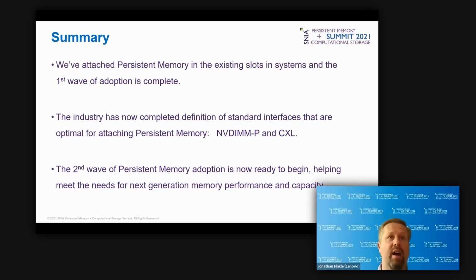So just a summary: we've attached persistent memory in the existing slots and systems, and really that first wave of adoption is complete, and the industry understands the value there in existing slots. But now the industry has had time and has completed the definition of the standard interfaces that are optimal for attaching persistent memory. We have NVDIMM, NVDIMM-P, and CXL. So the second wave of persistent memory adoption is really now ready to begin. We can help meet the needs of these next generation systems with the memory performance and capacity that persistent memory provides.